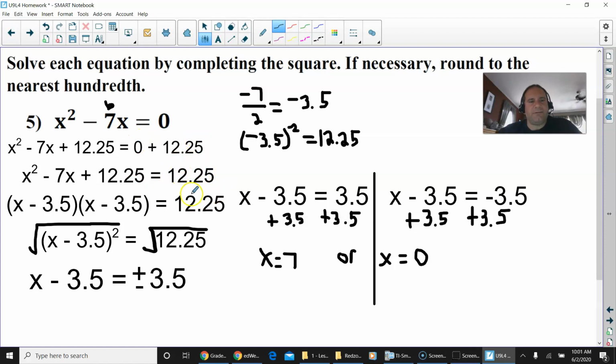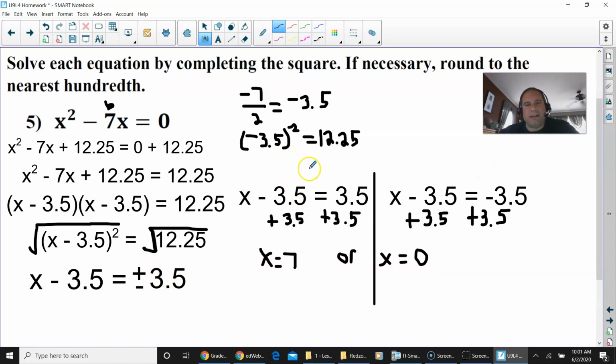Adding 0 and the 12.25 together. When you multiply a -3.5 and a -3.5, you do get a positive 12.25, and you add them together and you get a -7. You square root both sides and you get x minus 3.5 equals the square root of 12.25, which is 3.5, so it's plus or minus 3.5.